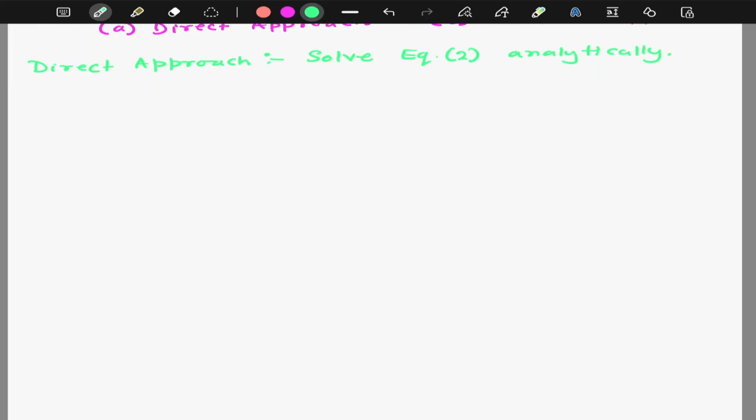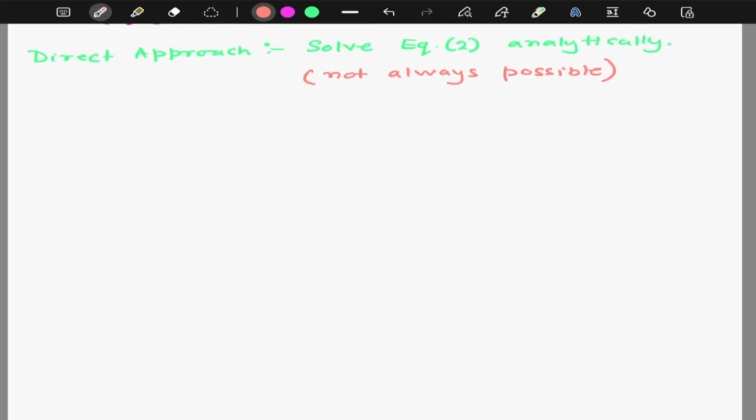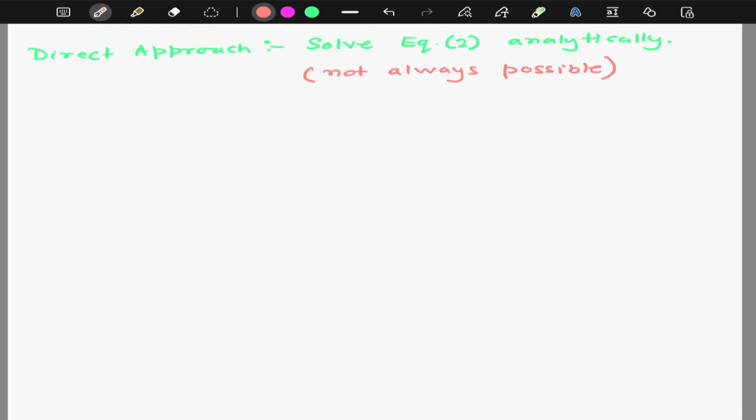The problem, however, is that it is not always possible. Okay. It exists, but it is not always possible. When is it possible? Example.